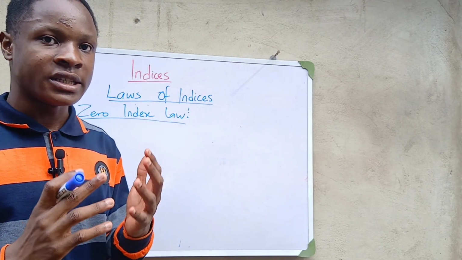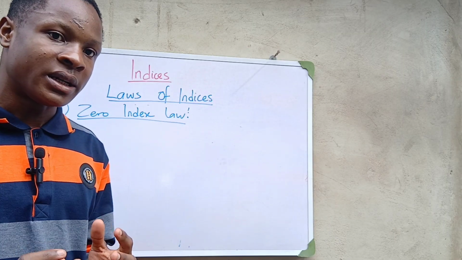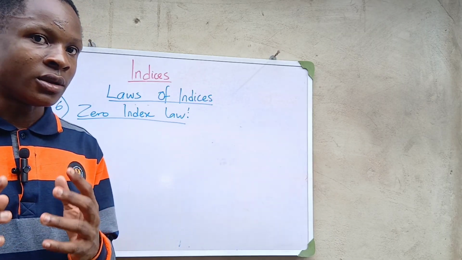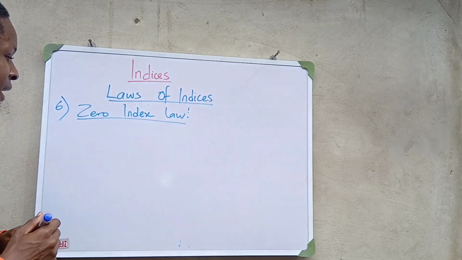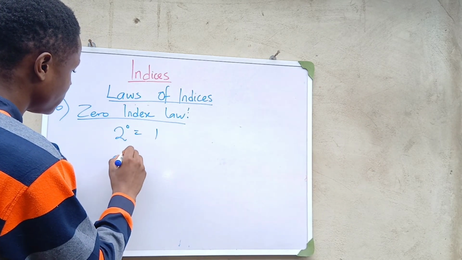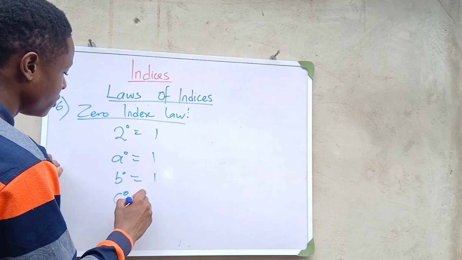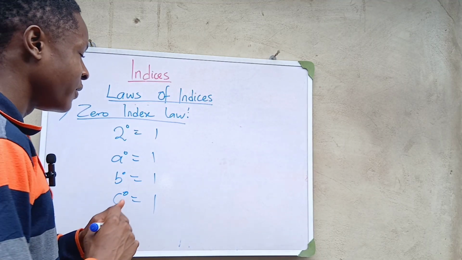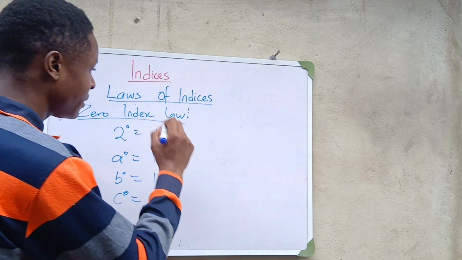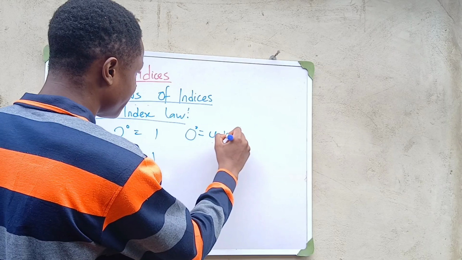The zero index law states that any number or variable raised to power 0 is 1, except that number is not 0. So what I mean by this is that, let's say we have 2 raised to power 0, we have 1, a raised to power 0, we have 1, b raised to power 0, we have 1, c raised to power 0, we have 1. So any number or variable raised to power 0 is 1, except 0. So if we have 0 raised to power 0, what we have is undefined.